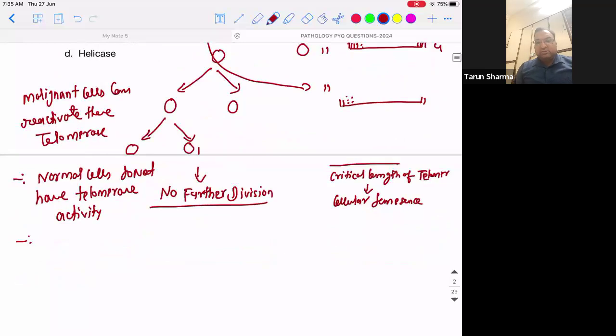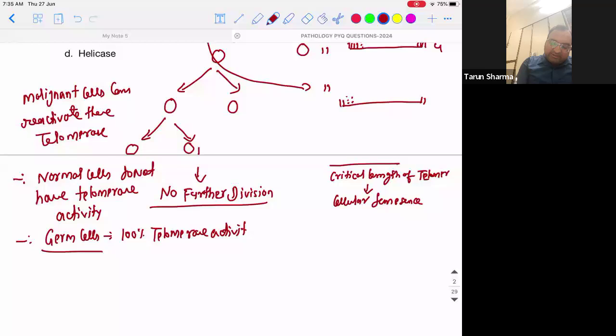Anybody knows which cells in our body have telomerase activity and are also immortal? Being normal cells, they are the germ cells of our body. So the only cells in our body which are normal but immortal are the germ cells. They have 100% telomerase throughout our life.